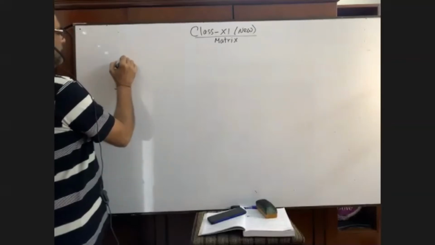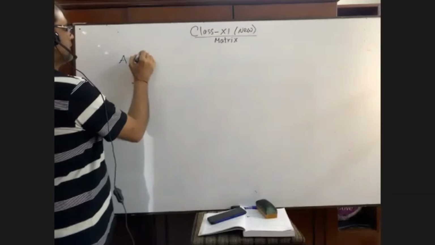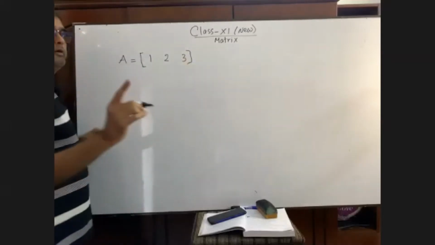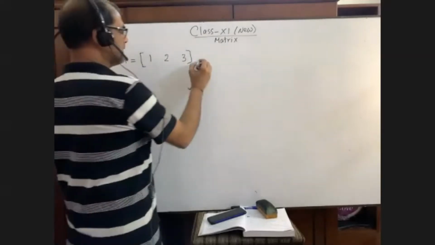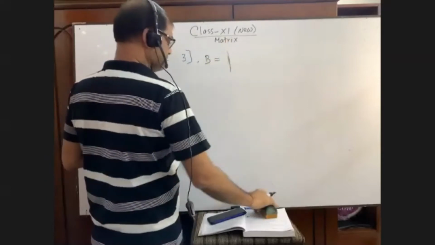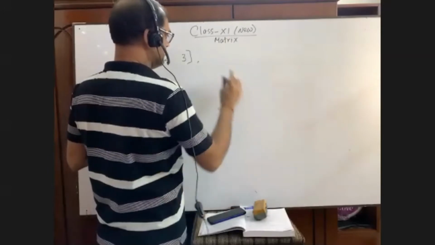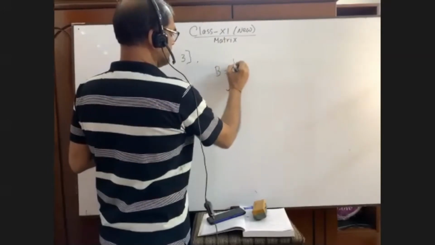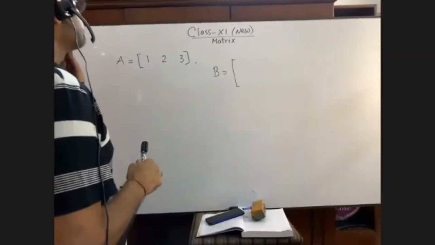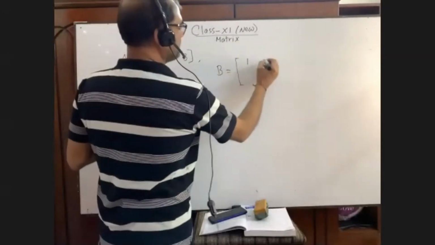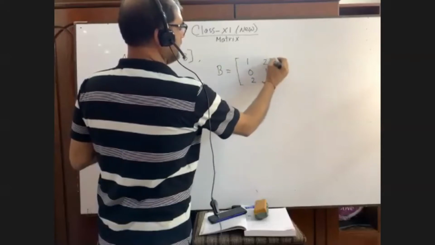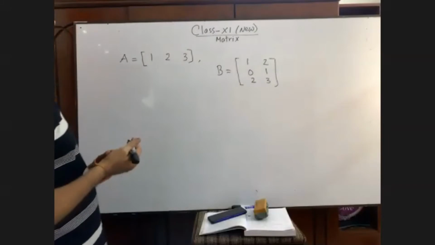A is a matrix given as 1, 2, 3. And B is a matrix given as, suppose, 1, 2, 0, 1, 2, 3. I have written it.